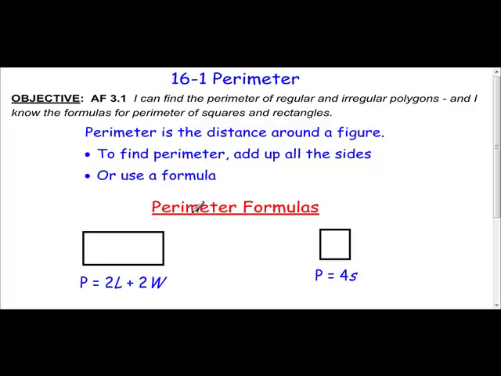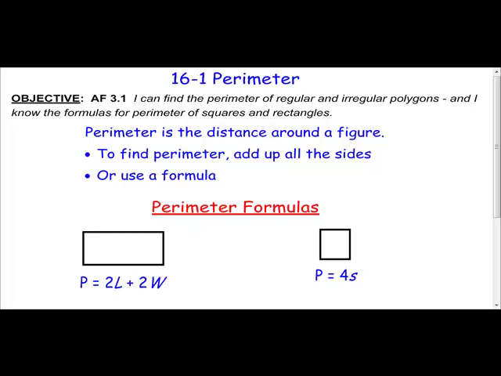And the reason why that works is we know that the length is the same size. This side right here is the same size as this, and the width is the same size as the width. So we have perimeter equals 2 times the length plus 2 times the width.